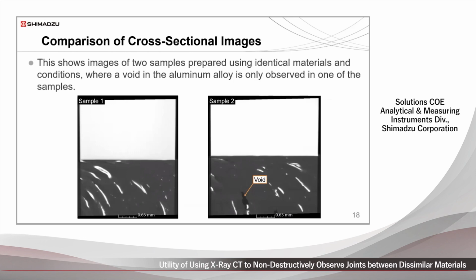This shows the results from comparing cross-sectional images from two samples prepared with identical materials and conditions. Despite no differences in the materials or conditions used, a void in the aluminum alloy is visible in only one of the two samples.